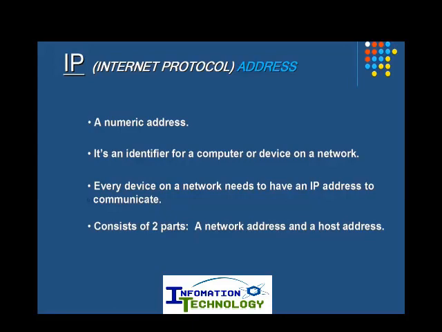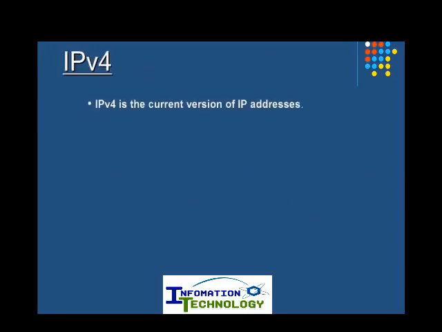There are two different types of IP addresses. The first one is the most common one. It's called IP version 4. The second type is called IP version 6. IP version 4 is the current version of IP addresses.